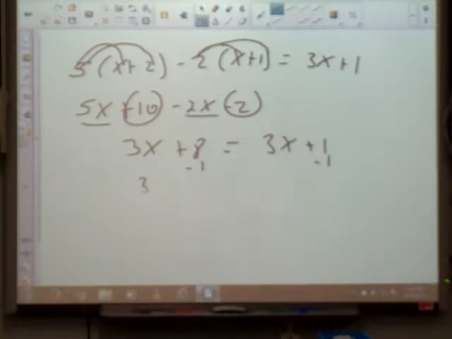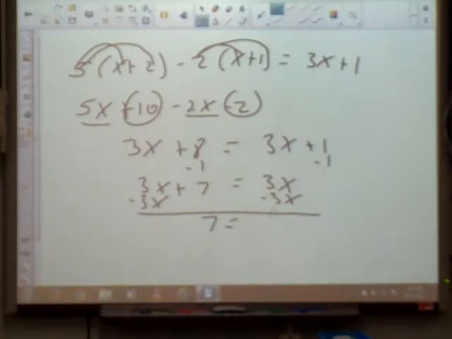Okay, now after Grace did that, what would she do next? Subtract 1. Good. And then it's 7 equals 0. Nothing here. Nothing here. So how do we write nothing in math? 0. 7 equals 0.